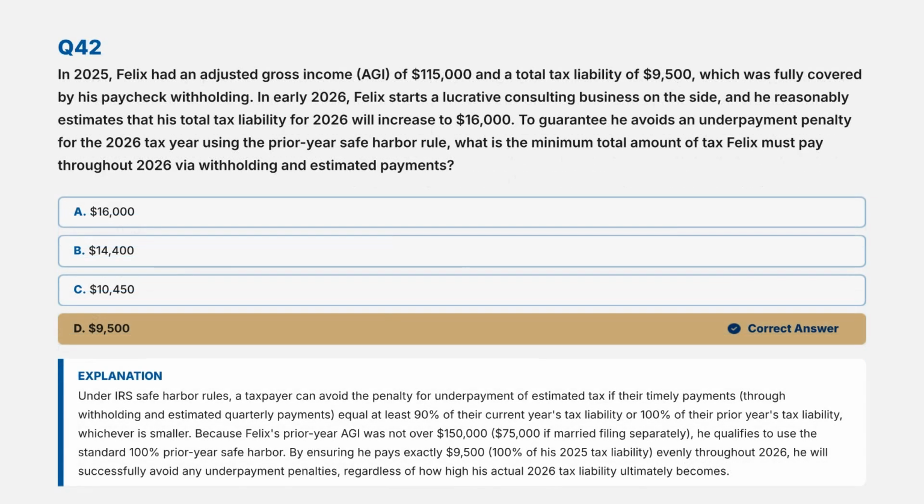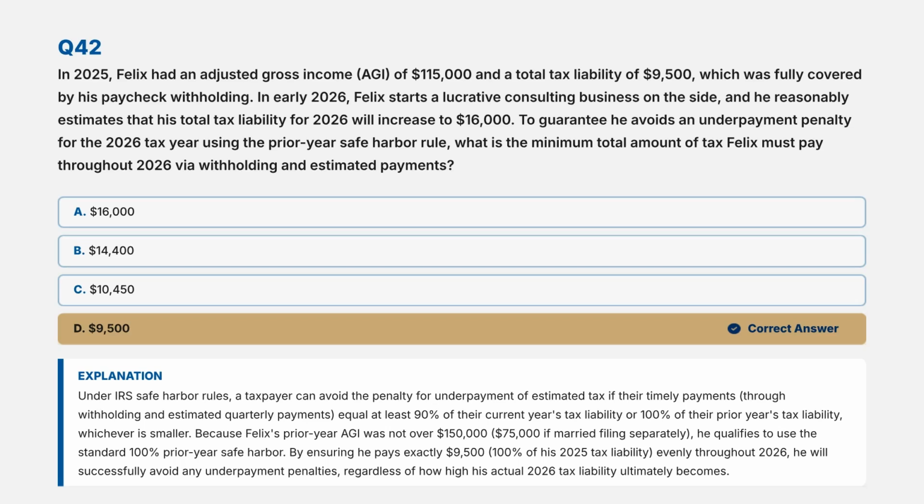The correct answer is D. $9,500. Under IRS safe harbor rules, a taxpayer can avoid the penalty for underpayment of estimated tax if their timely payments through withholding and estimated quarterly payments equal at least 90% of their current year's tax liability or 100% of their prior year's tax liability, whichever is smaller.